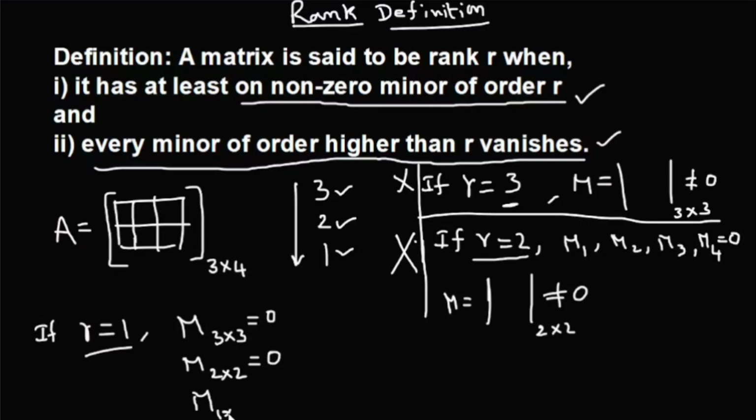to find at least one minor of order 1, which does not vanish. So minor of order 1 means what? It is a single number. Right? So if you can find at least one non-zero number in this, then the rank must be equal to 1. Right? So you cannot have rank less than 1. That means you cannot have rank 0. Because rank 0 means what? All the entries in the given matrix are zeros. Then it is a 0 matrix. Then there is no purpose in finding the rank of the matrix.